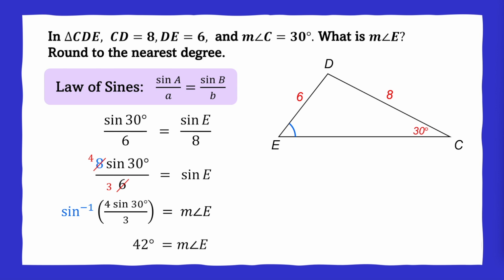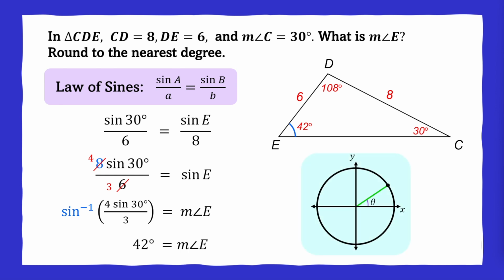So you could conclude that the angles in the triangle measure 30, 42, and 108 degrees, since they add up to 180 degrees. However, there's another angle which has the same sine value as the 42-degree angle. Using the unit circle, you can see that 180 minus 42 also has the same sine value. 180 minus 42 is 138.